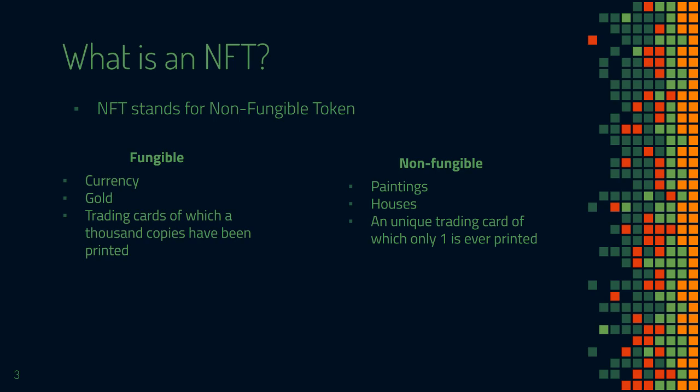If I have a US dollar or a euro, it doesn't really matter which one I give to the store owner. They're not going to look to see, that's not a unique situation, right? I've got probably $5 in my wallet, and all of them are considered the same. Things that are non-fungible are paintings, houses, a unique trading card of which only one is ever printed. Those are very obviously things that are going to be particularly unique, right?